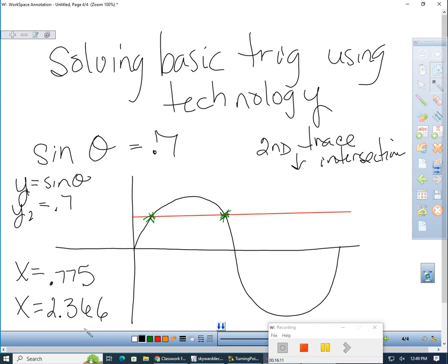Ooh, try it again. Okay, let me see. Yeah, first it goes on the first curve, then you hit enter, then it goes to the second graph, you hit enter, then you enter one more time. Got it? Okay. All right, so the same thing's going to happen for any of the trig functions.